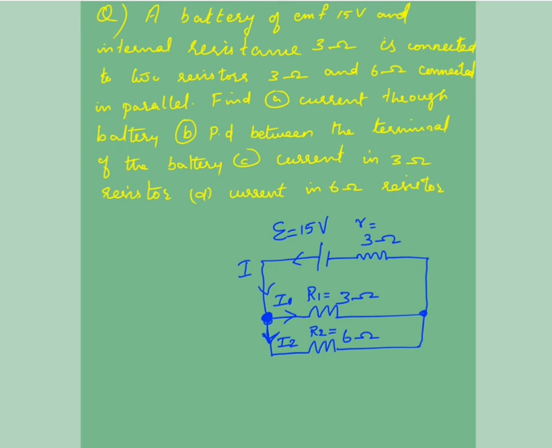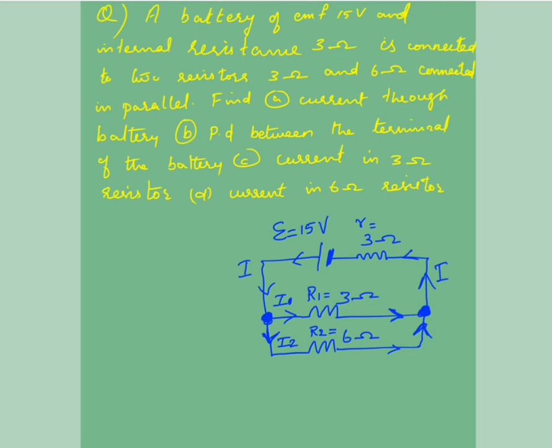At the junction the current I is divided into I1 and I2. I2 will pass through R2 and reach the other junction. I1 will also pass through R1 and reach the other junction. They will combine again as I, and then come back to the cell through the internal resistance. So this is how to draw the circuit diagram involving all the elements.